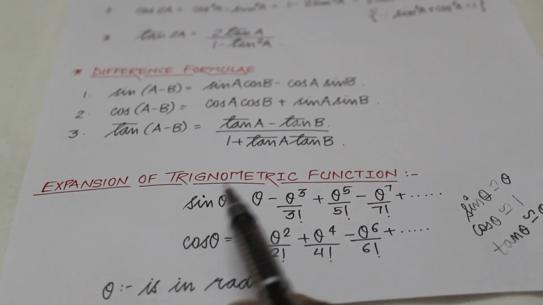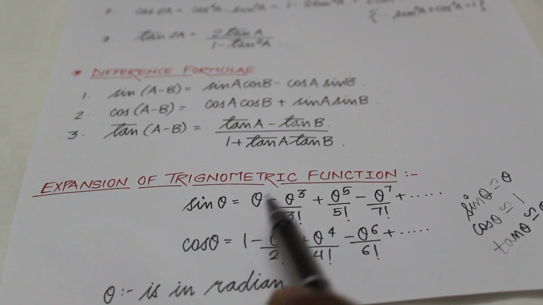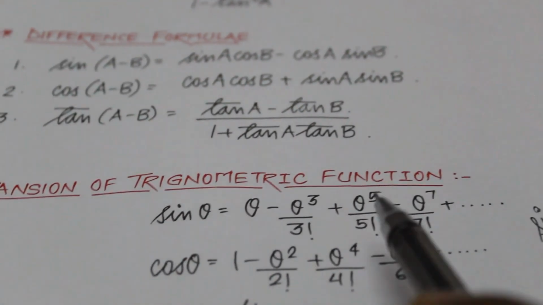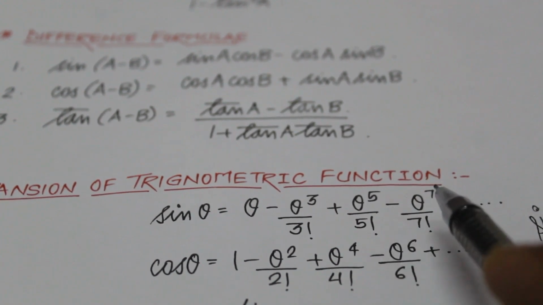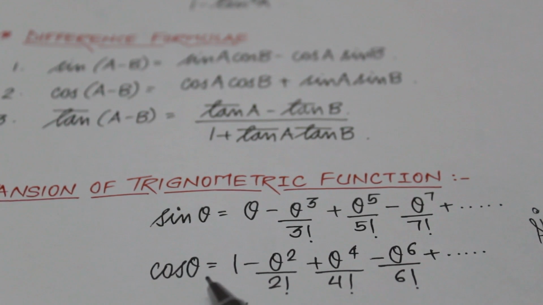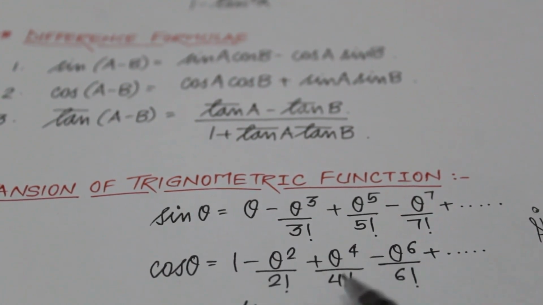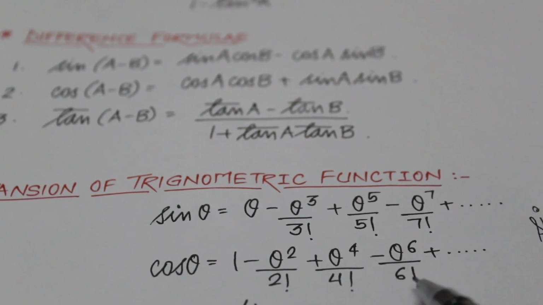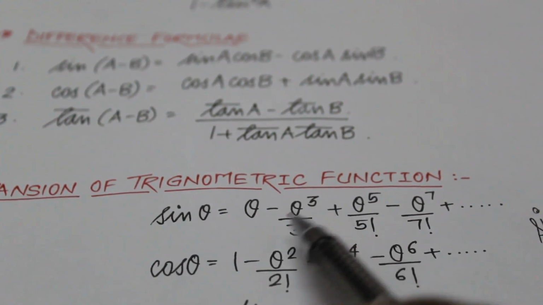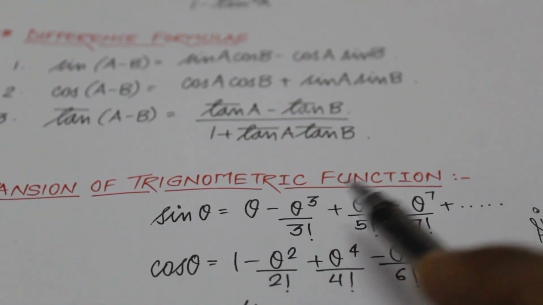Sin theta, if I expand this, is equal to theta minus theta cube upon factorial 3 plus theta 5 upon factorial 5 minus theta 7 by factorial 7, and so on. Similarly, cos theta is 1 minus theta square upon factorial 2 plus theta 4 by factorial 4 minus theta 6 by factorial 6, and so on. So if theta is very small, then its cube will be much smaller. So we can neglect the higher terms.